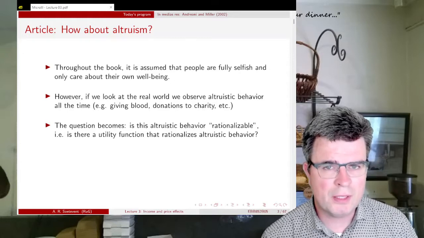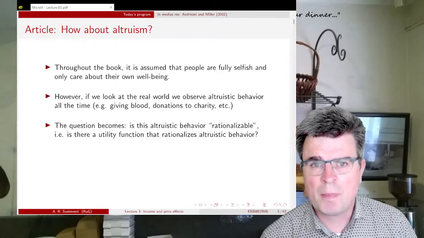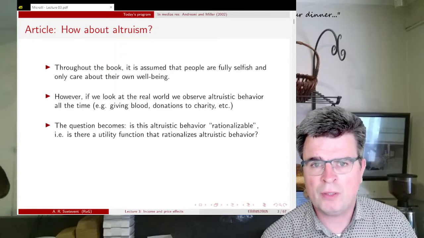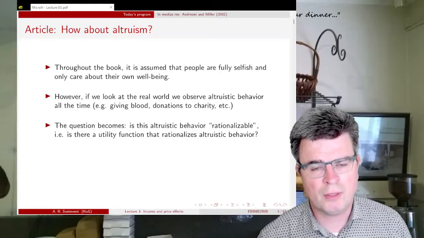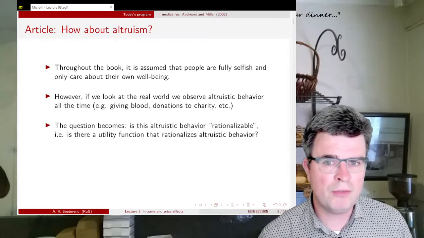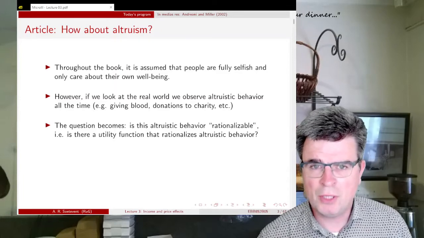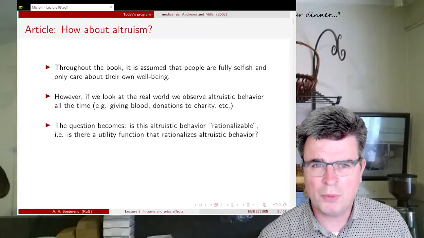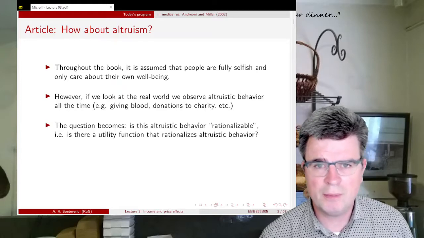The question then is, can we rationalize this altruistic behavior? We observe in practice that people behave altruistically. Can we rationalize that behavior within our utility maximizing framework? Is there a utility function that rationalizes altruistic behavior? That's a question that Giamandrioni spent his life studying, because he's one of the most well-known, if not the most well-known, economists studying altruism, social preferences, and charitable giving.